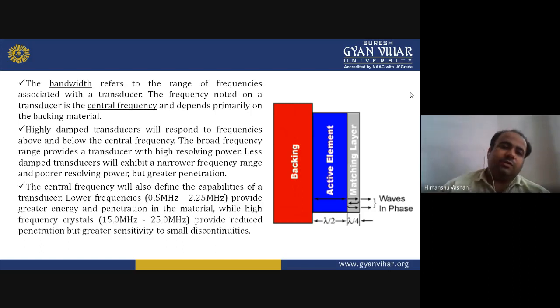After that, the central frequency also defines the capabilities of a transducer. Lower frequencies, like 0.5 megahertz to 2.25 megahertz, provide greater energy and penetration in the material. While higher frequency crystals, like 15 megahertz to 25 megahertz, provide reduced penetration but greater sensitivity to small discontinuities. So you can understand that each frequency has its own capability, its own USP.